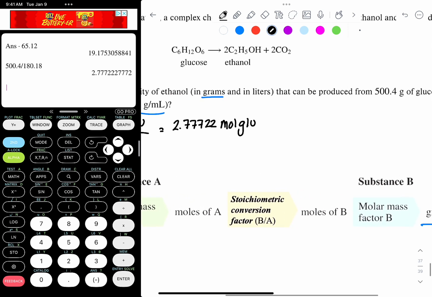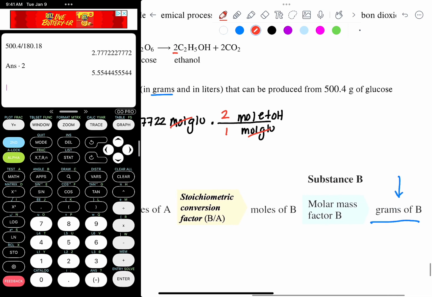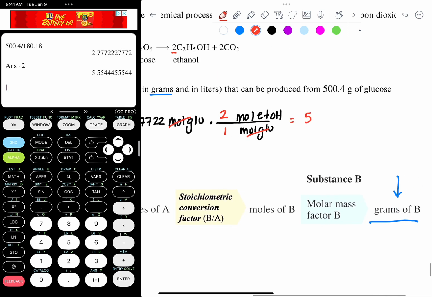We'll then use our stoichiometric conversion factor to go from moles of glucose to moles of ethanol. So we'll put moles of glucose on the bottom and moles of ethanol, EtOH, on the top. That'll allow us to cancel out moles of glucose. Glucose has a coefficient of 1. Ethanol has a coefficient of 2. So we're going to take that number and multiply it by 2. So we get moles of ethanol to be 5.55444 moles of ethanol.